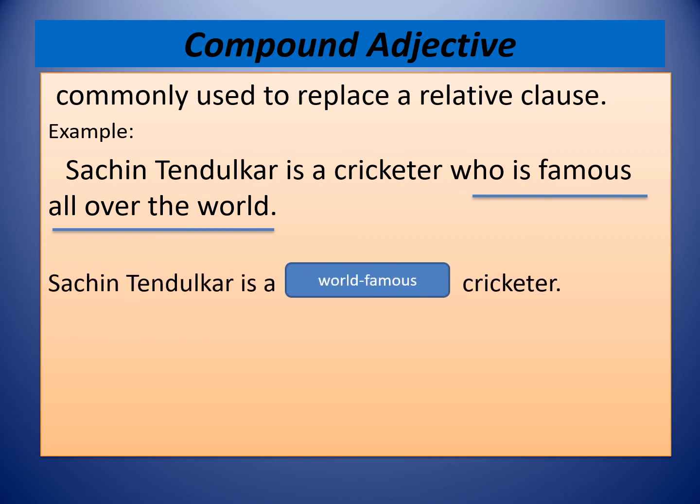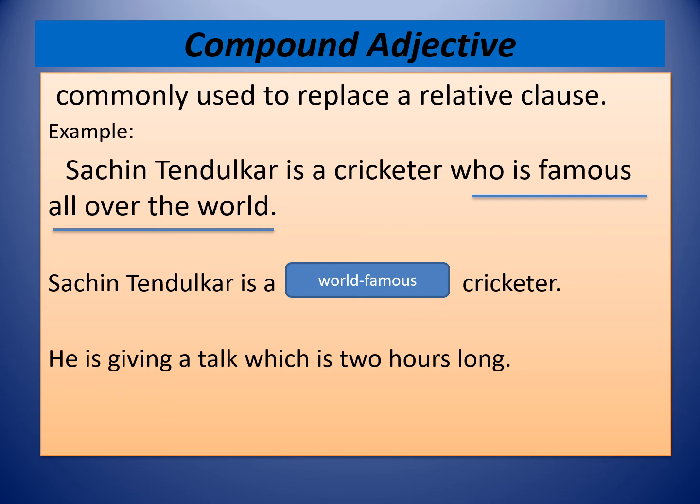Sachin Tendulkar is a world famous cricketer. So here world famous is a compound adjective. I used this instead of who is famous all over the world. So a relative clause can be replaced with a compound adjective. Let us see one more example to understand this concept clearly.